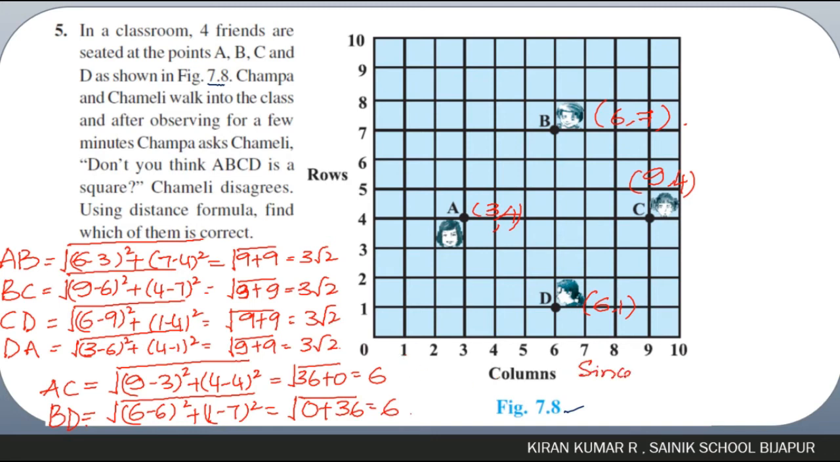Since AB equal to BC equal to CD equal to DA, as well as AC equal to BD, therefore ABCD is a square. Therefore, Champa is right. Our Champa is correct.